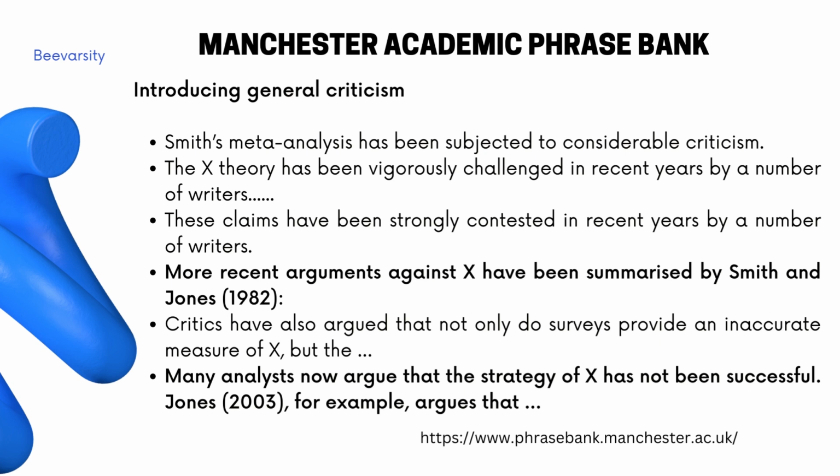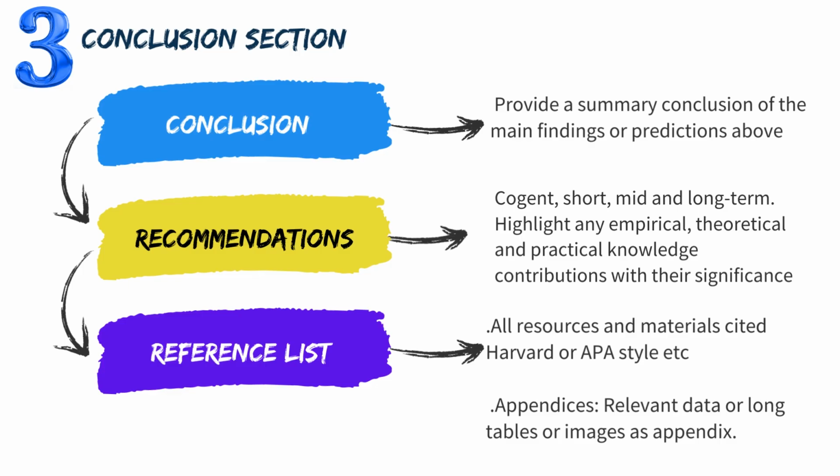And then, remember, you will now conclude. What is involved in having a conclusion? You now provide a summary of the main findings and the predictions, if there are any predictions, or just a summary of the findings. You now bring in recommendations, short term, mid term, long term. Highlight any empirical, theoretical and practical knowledge contributions with their significance. Make sure that whatever you're recommending has limitations considered. Every time there is a recommendation, there's also a limitation.